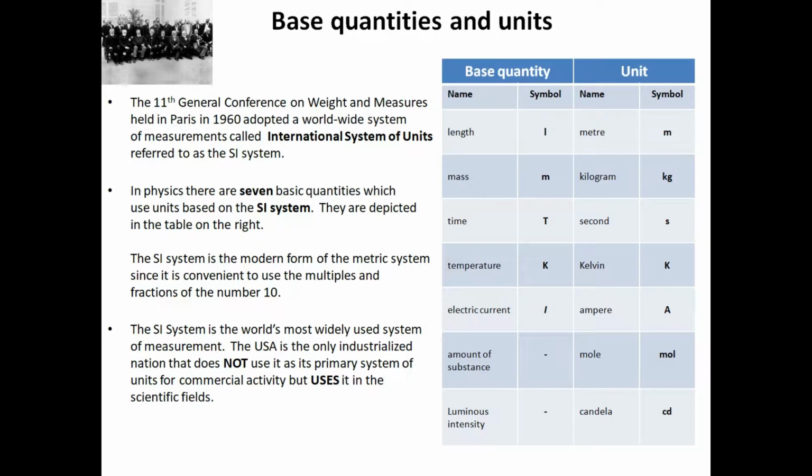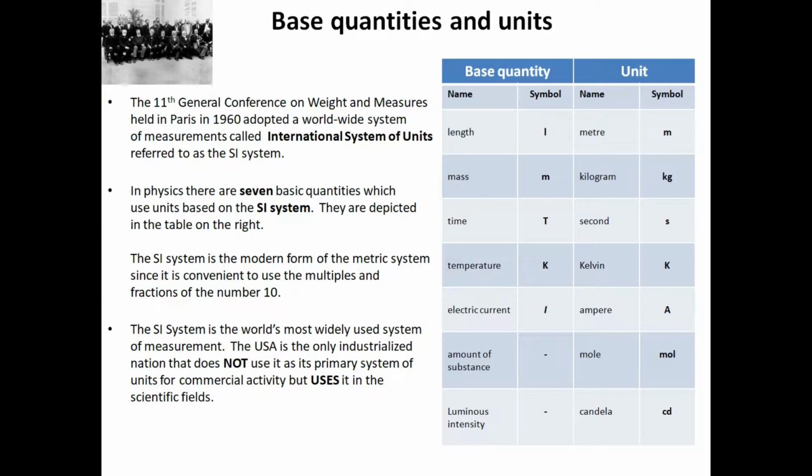Now the 11th General Conference on Weights and Measures held in Paris in 1960 adopted a worldwide system of measurements called the International System of Units, referred to as the SI system. And this is just so that everybody will be standard in what they're saying, right? So you wouldn't have people saying, I'm going to use pounds, even though we use pounds for weight. There's something very standard where we write in our lab books things for weight. We write kilograms or we write grams, depending on the size of the stuff that we're using. We wouldn't write pounds in our lab books.